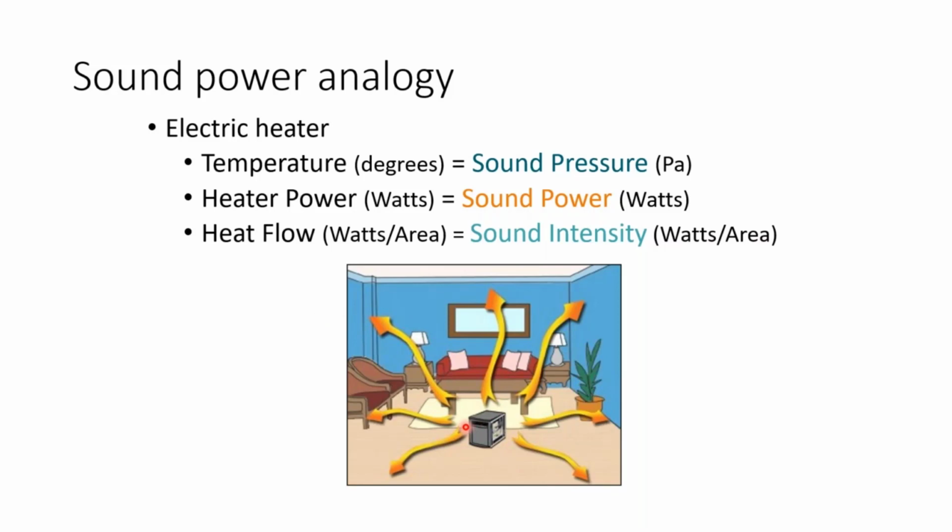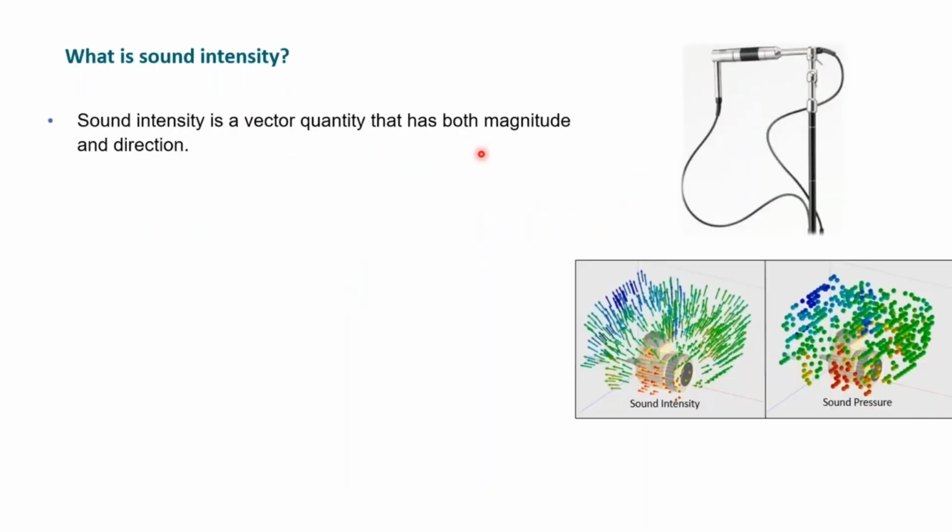You'll notice that I used magnitude and direction, and if you're familiar with your physics classes, that might sound like the definition of a vector. That's exactly what sound intensity is. Sound intensity would be like the heat flow in this analogy. Sound intensity is a vector quantity. It has magnitude and direction, and it's different from sound power.